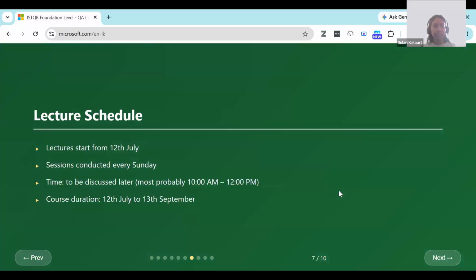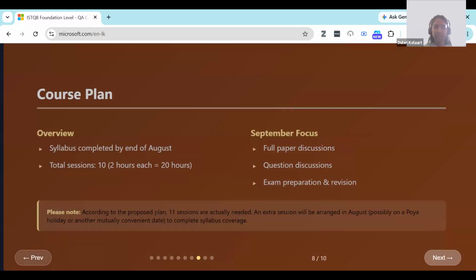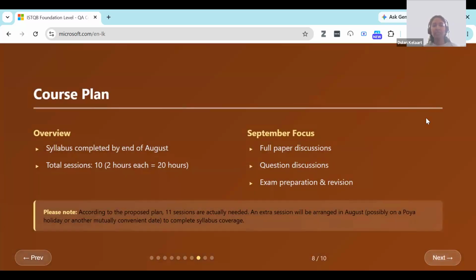And the lecture schedules, I think that has already been communicated. We'll be starting from 12th July, and the time might vary, and the plan will be the same as what I have shared earlier, along with the course plan and everything. Every week, we'll be covering every topic, or the same topic in 2 weeks of time. But after each and every session, we will be having a 10 to 15 minute quiz.